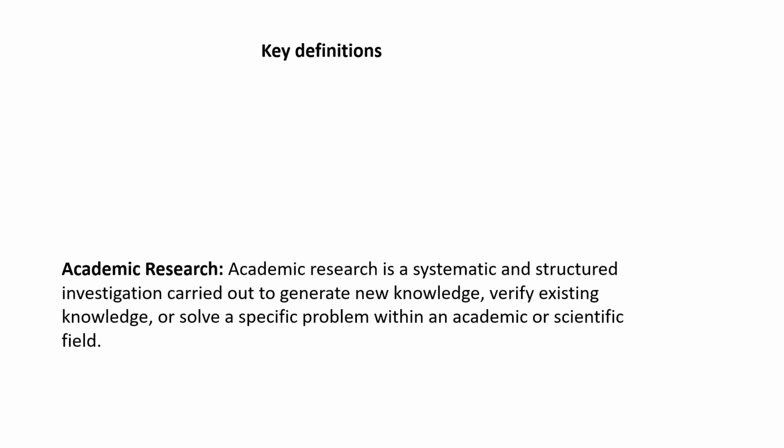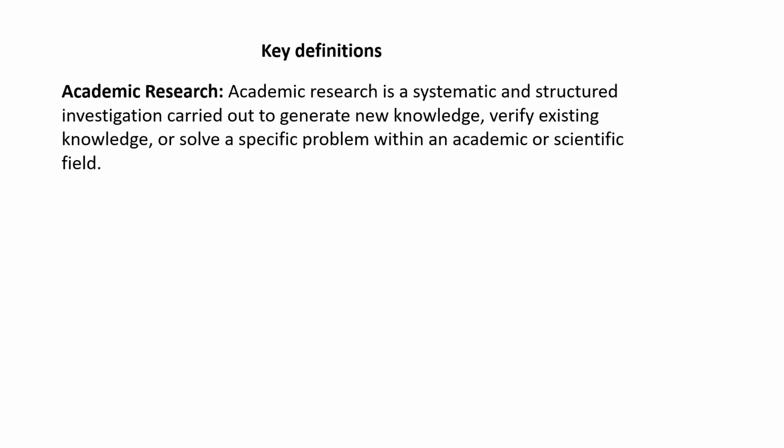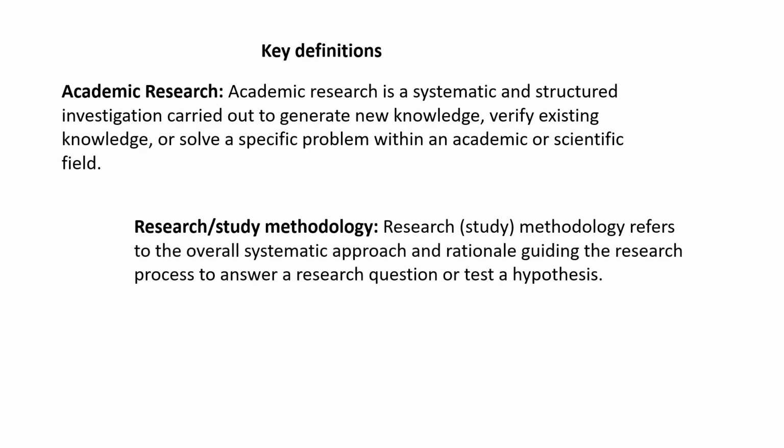Let us start off by seeing some of the key definitions. Academic research is a systematic and structured investigation carried out to generate new knowledge, to verify existing knowledge, or solve a specific problem within an academic or scientific field. What is research methodology? This refers to the overall systematic approach and rationale guiding the research process to answer a research question or test a hypothesis.